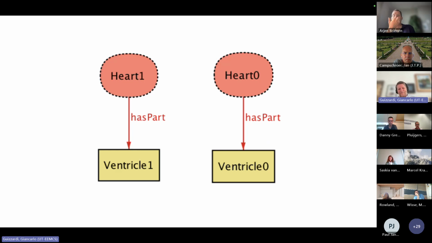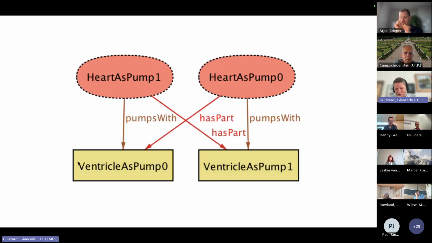I have a heart. My heart's composed of a ventricle. Jan has a heart. His heart's composed of a ventricle. But when my heart pumps blood, it pumps blood with his ventricle and vice versa. It's a crazy idea, but it's a possible instance of that model.